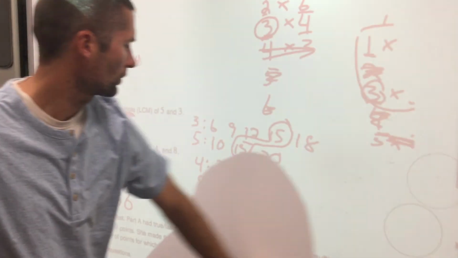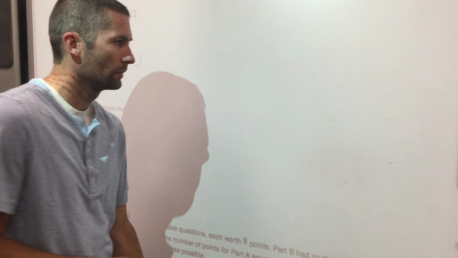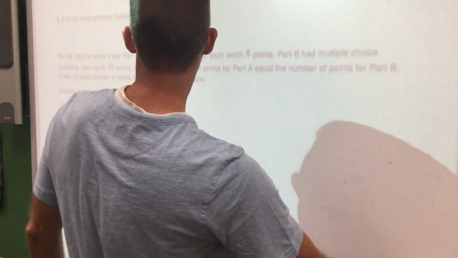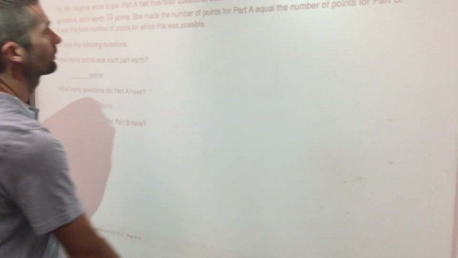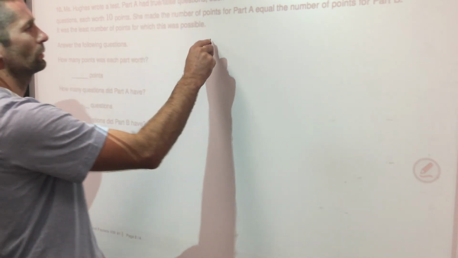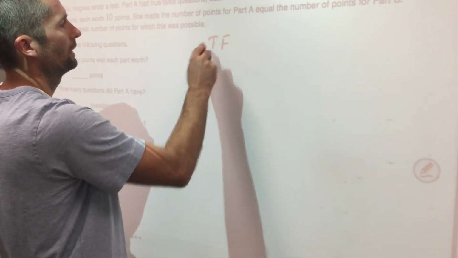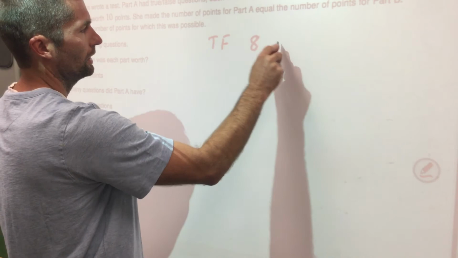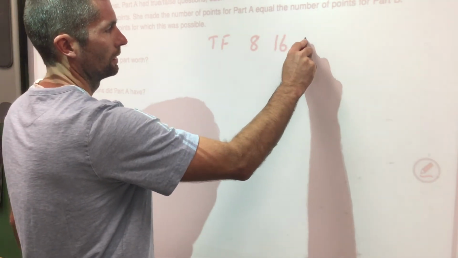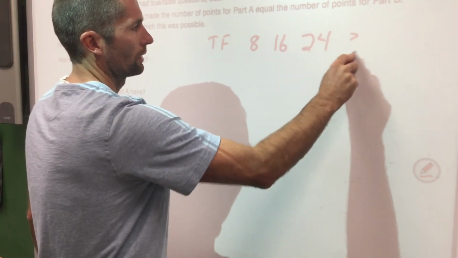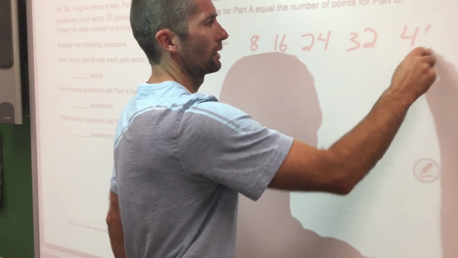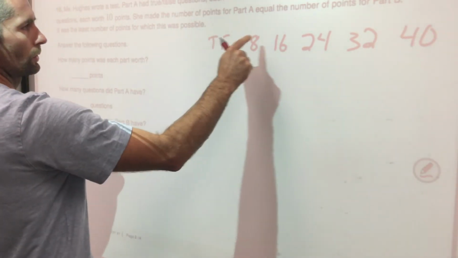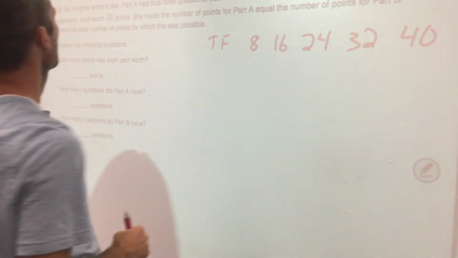Okay, that's the first question. Easiest way to do this is let's go through. Okay, so we have true and false questions, each worth 8 points. So 8, 16, 24, 32, 40, and we could keep going. That'd be 1 question, 2, 3, 4, 5 questions.